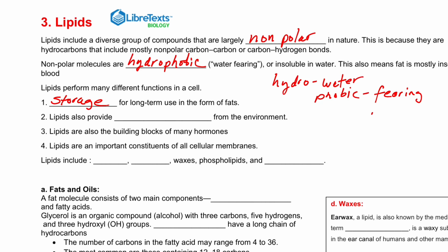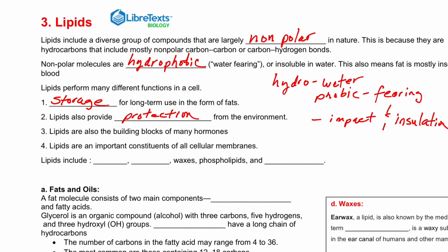And then lipids also provide protection from the environment. One way is impact. If you get bumped on your face, right, that subcutaneous fat helps to protect you from your own bones so that your bones don't pop through the skin. And then, of course, insulation in terms of body fat.